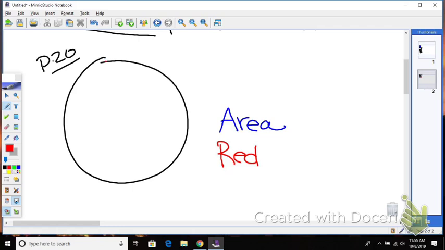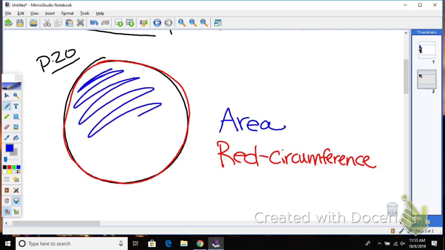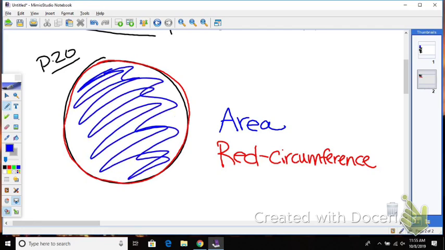I'm going to do mine just in case you're confused on what goes where. Oh, look, I wrote red. I think you can tell that. So this is what I want to see in your book. The area is blue and the circumference of the circle is red.